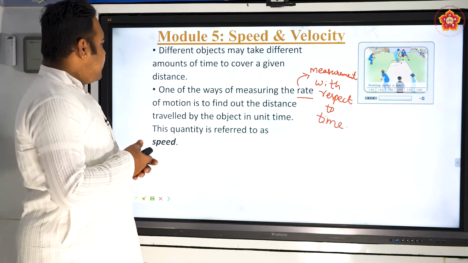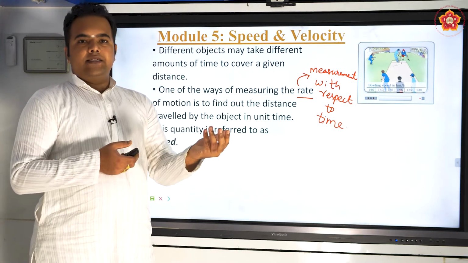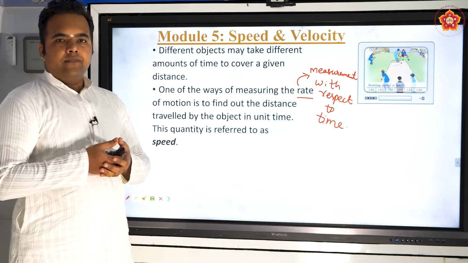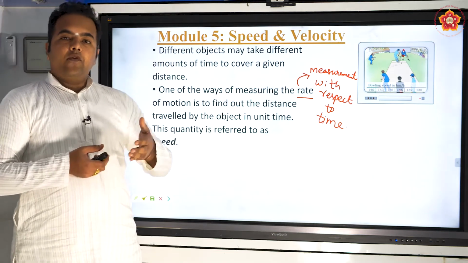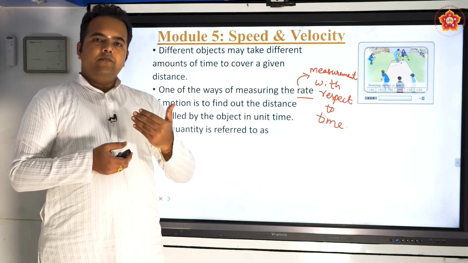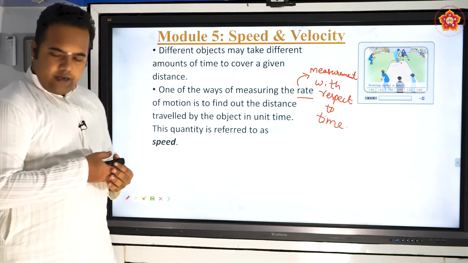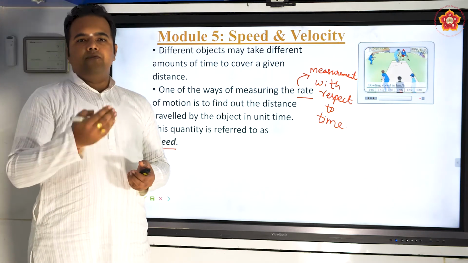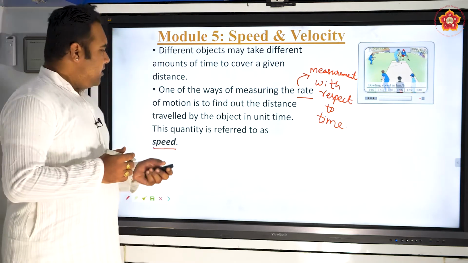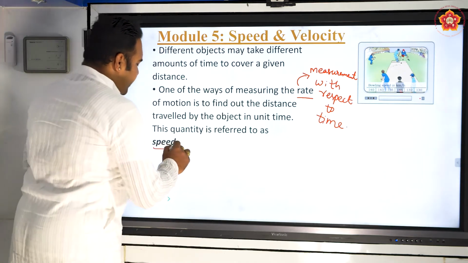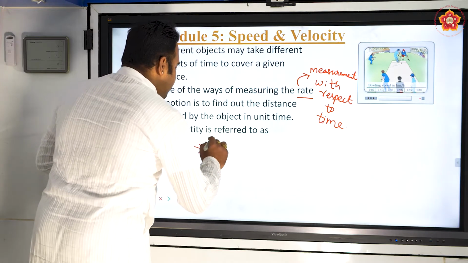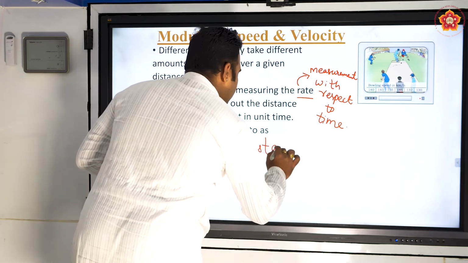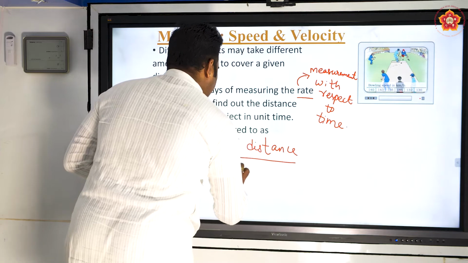So one of the ways of measuring the rate of motion, that is, how the movement is changing with respect to time, is to find out the distance traveled by the object in unit time. So you know an object has moved, at what rate it is moving, whether faster or slower. This particular parameter, which is speed, will determine whether the object moves faster or slower. So therefore now we come to this new parameter called speed, which is defined as the total distance traveled divided by the total time taken.